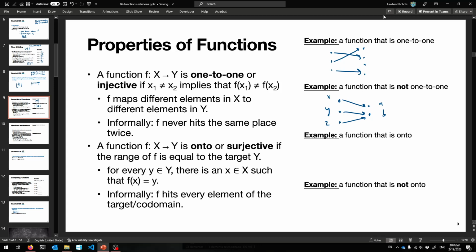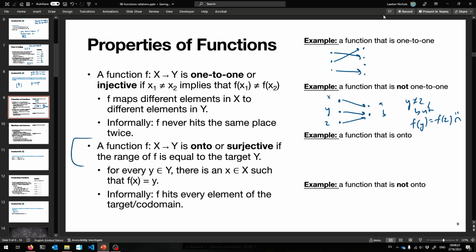And the reason this is not one-to-one is because this implies this. Well, we have that y is not equal to z, but this is false. So it's not a correct implication anymore. f of y is equal to f of z, and that was not allowed. So sad face, that is going to give us a non-one-to-one function. All right? Hopefully that is coming back to us. It's just f never hits the same place twice, but this is the mathematical definition of that: x1 not equal to x2 implies f of x1 not equal to f of x2.